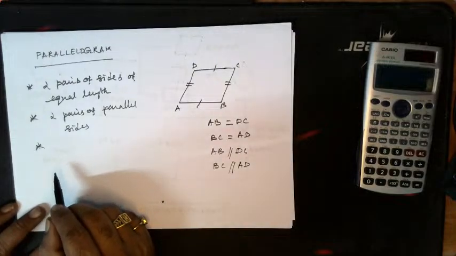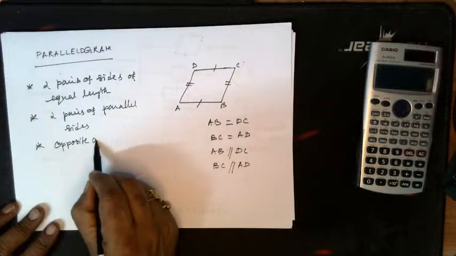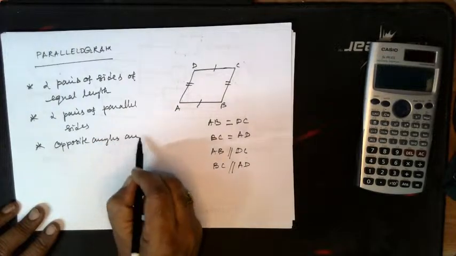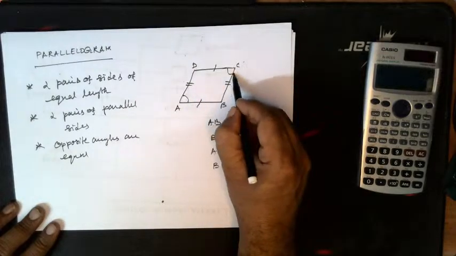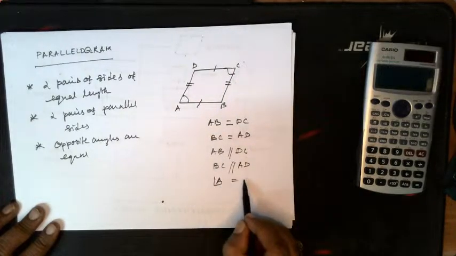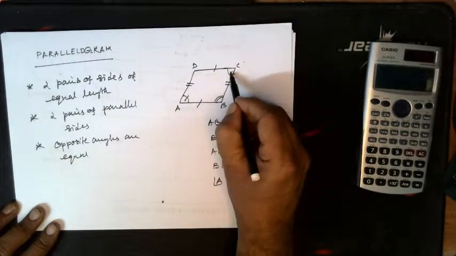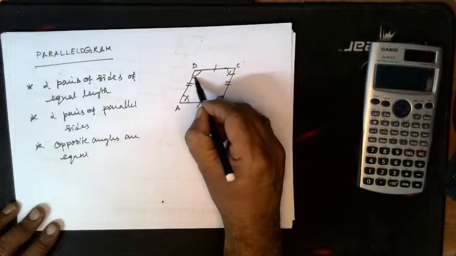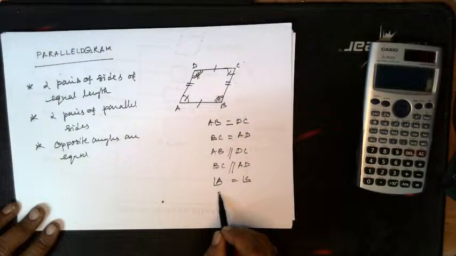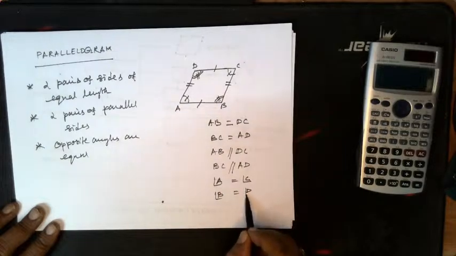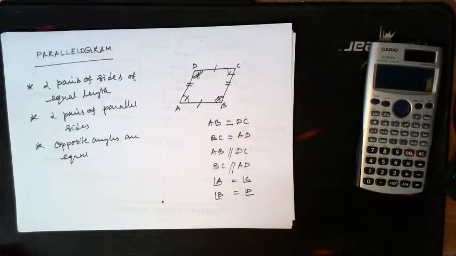Opposite angles are equal. What do you mean by this? Angle A is equal to angle C. Angle B is equal to angle D. So opposite angles are equal.